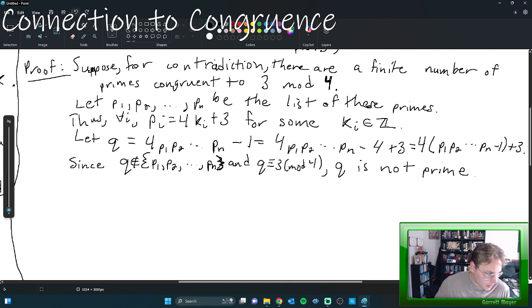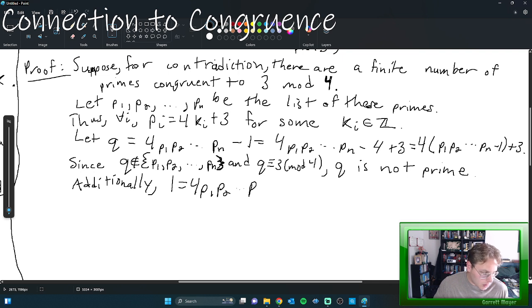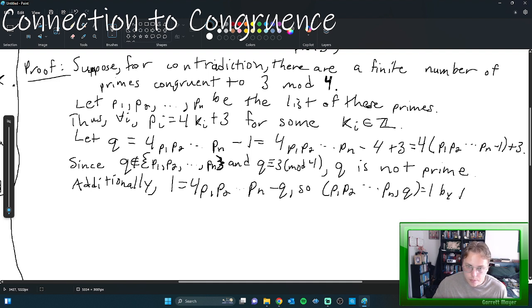Okay. Because of that, q is not prime. Additionally, 1 equals 4 p1 p2 ... pn minus q. So the GCD of p1 p2 ... pn and q equals 1 by theorem 1.39. Also realizing I could have just used the one that we proved earlier, theorem 2.32 for this, but same logic. It's still only one sentence.